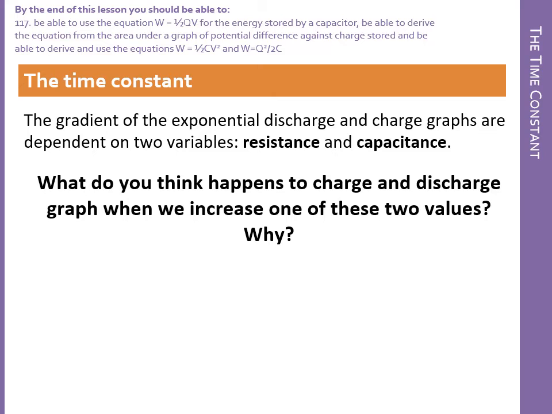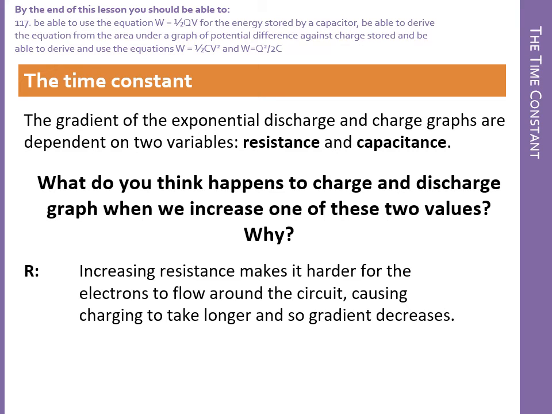So you can see that by changing the value of the resistance or by changing the capacitor, we can increase the charging and discharging time or decrease it. Of course, it depends on the value of the resistance and capacitor. So what will happen if I increase the resistance? If you increase the resistance, it will make it harder for the electrons to flow around the circuit, causing charging to take longer, so the gradient will decrease. It will take a long time to discharge a capacitor.